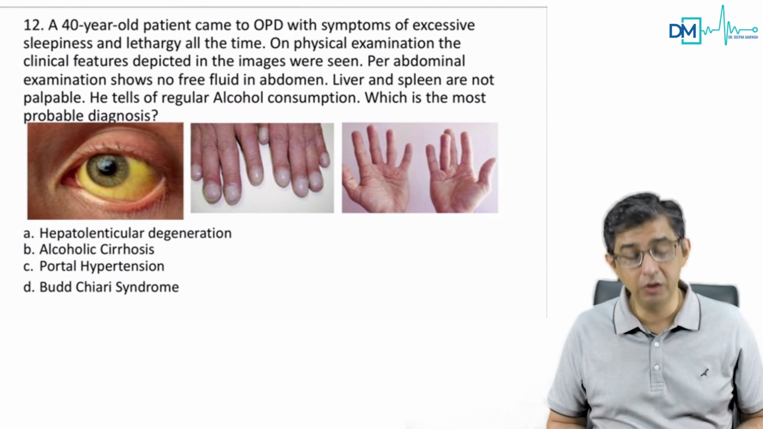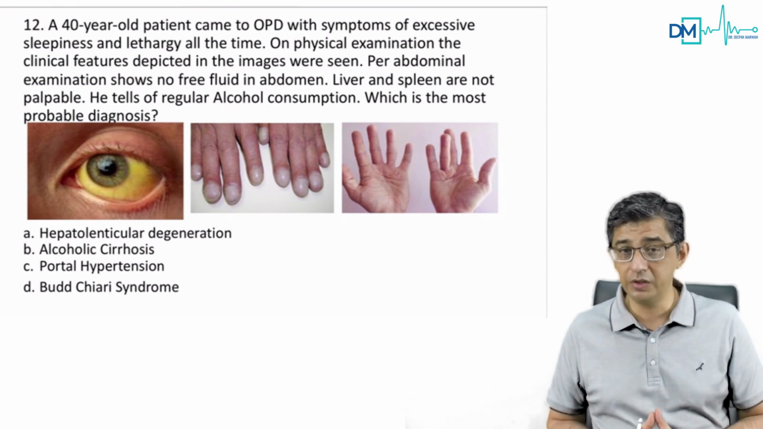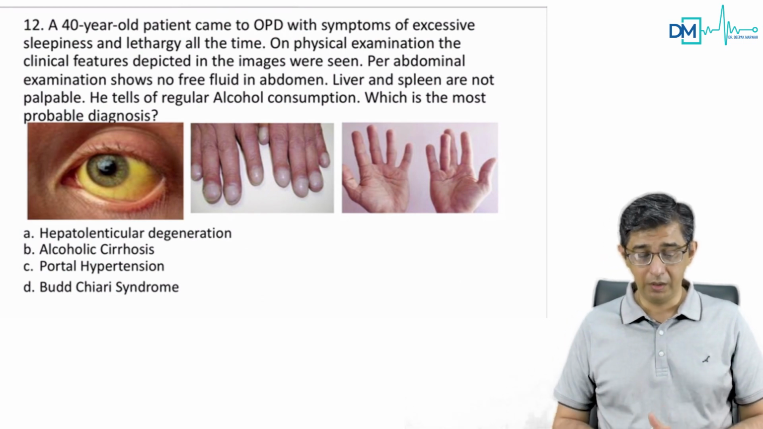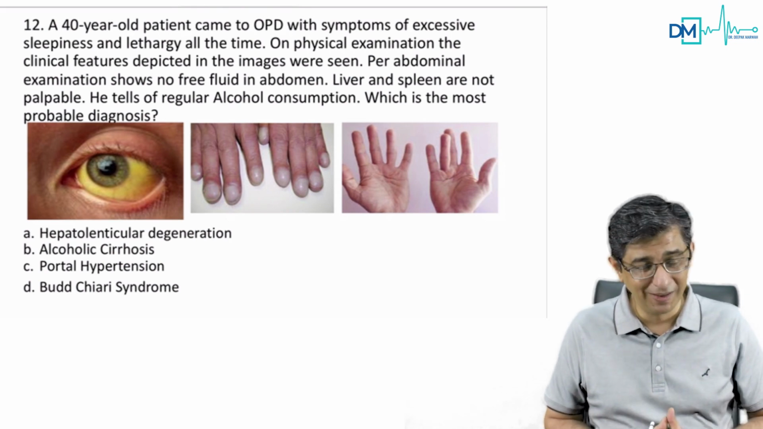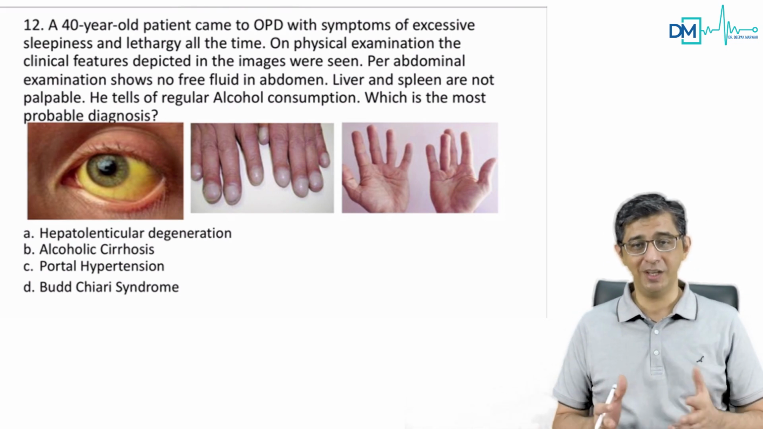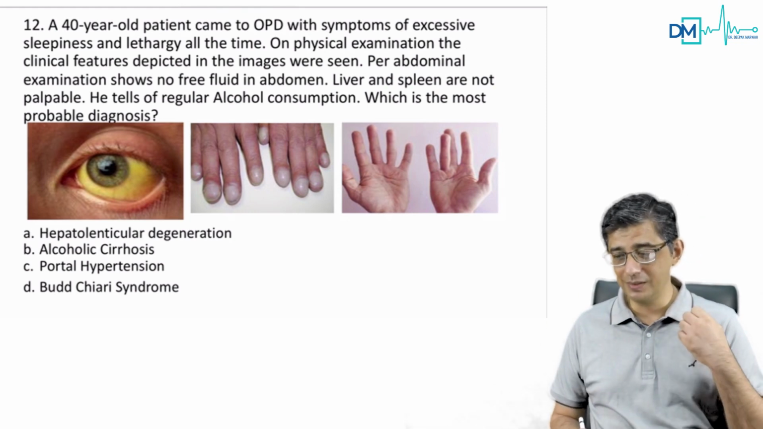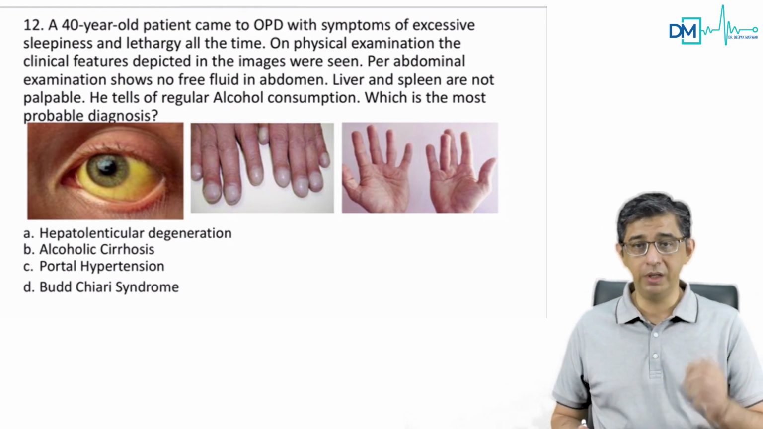Moving to the next one, he talks about a 40-year-old chap who comes to the OPD with excessive sleepiness and lethargy. On physical examination, clinical features are depicted here. There is no free fluid in the abdomen, and liver or spleen are not palpable. Now, when I read this, the first time most guys say, sir, such a big MCQ with 4 lines, it takes the mental balance off. No, guys, you need to keep the focus on. So let's do a quick read again.